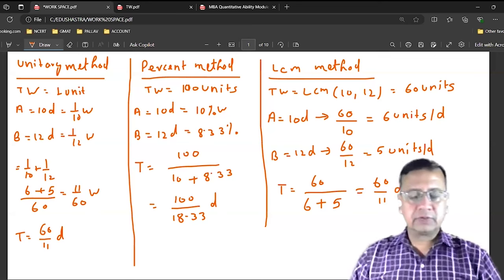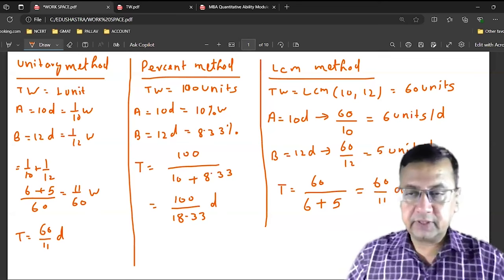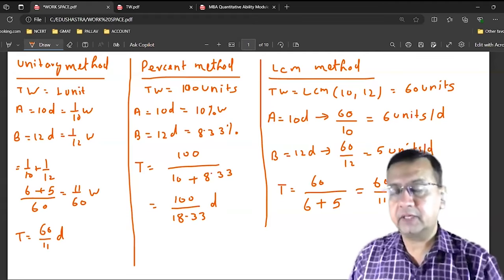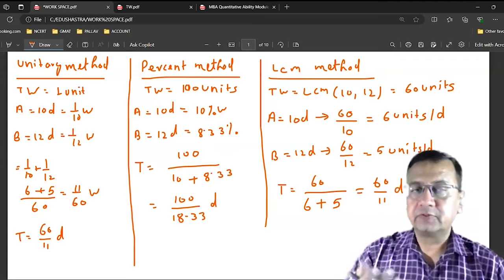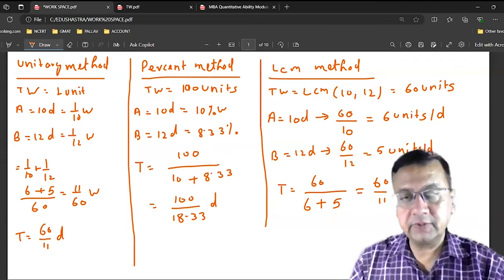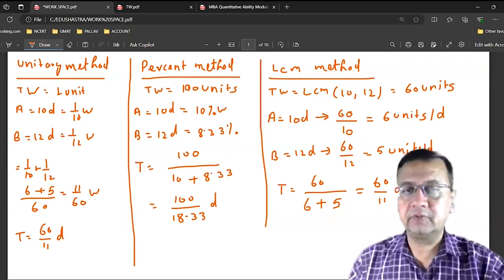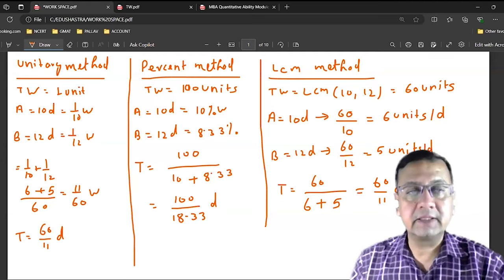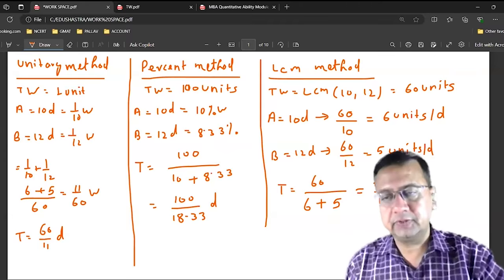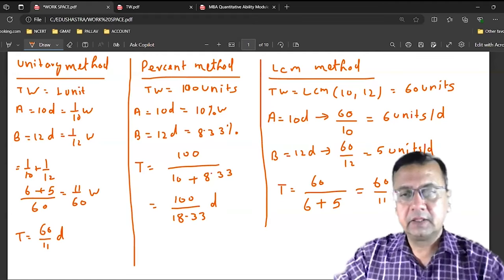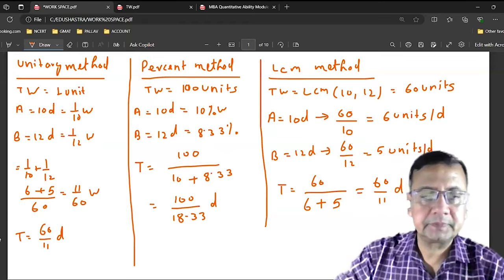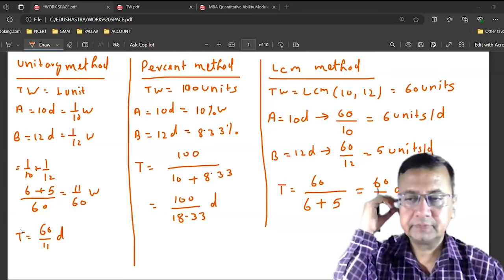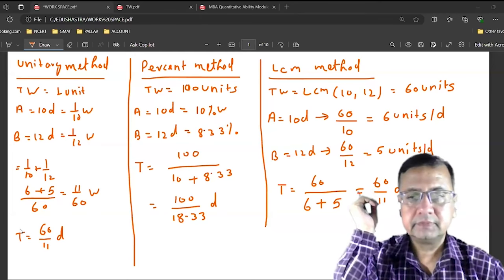Right? So calculation of the answer is not very important. First, understand the different logic, different methods of calculation. Right? So first, unitary method, total work is 1 unit. Second, percent method, total work is 100 units. And third is LCM method, total work is the LCM of 10 and 12. Right? Got this? Can we move further? Okay.